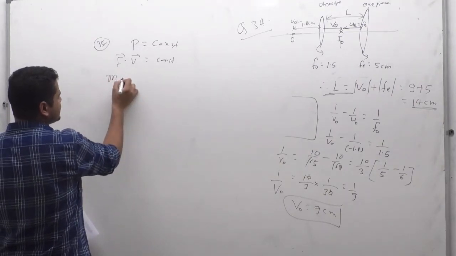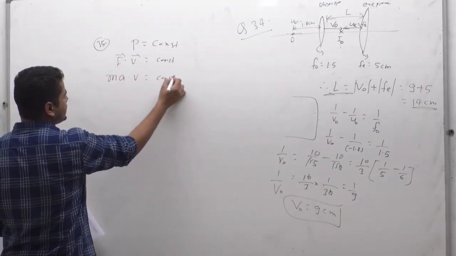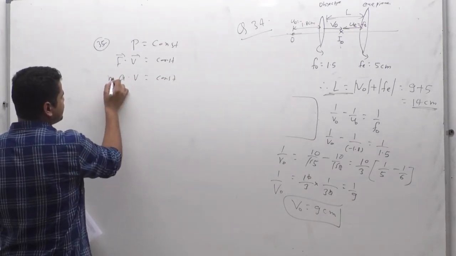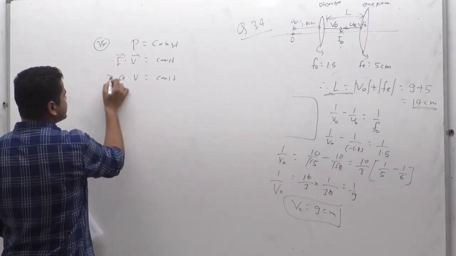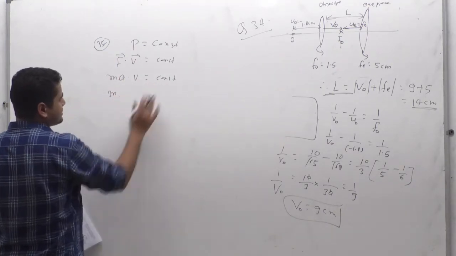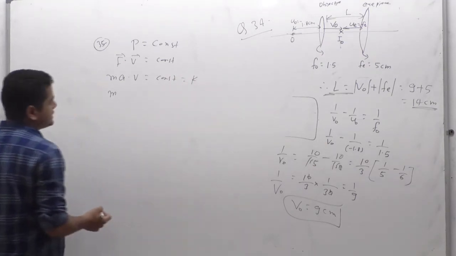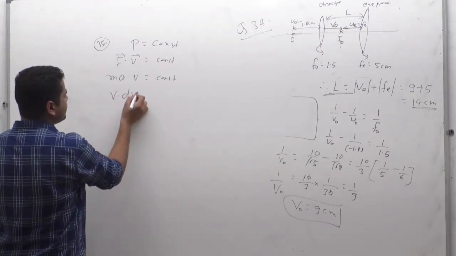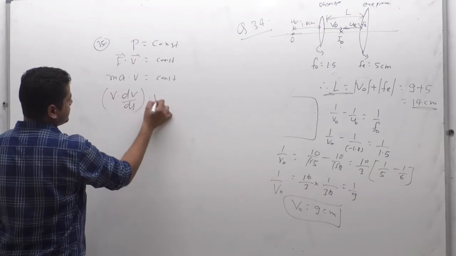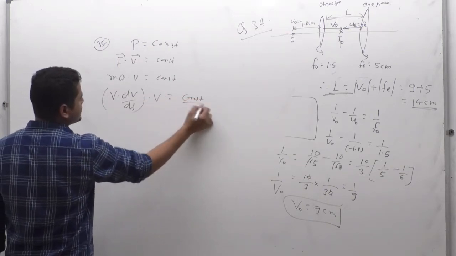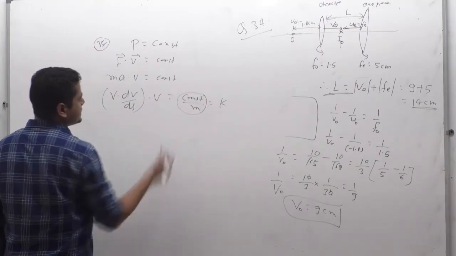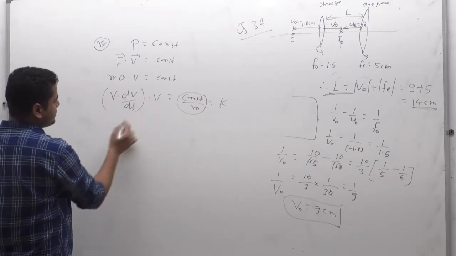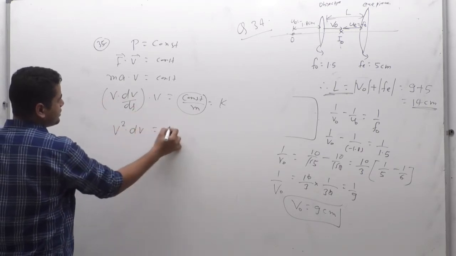So you can put mass into acceleration into velocity equal to a constant. Mass is also constant, so you can remove it because of the proportional symbol. Suppose the constant is k, let us assume. So acceleration is v into dv by ds, and v times that equals constant upon m, which is again a constant. Let us assume this as k.